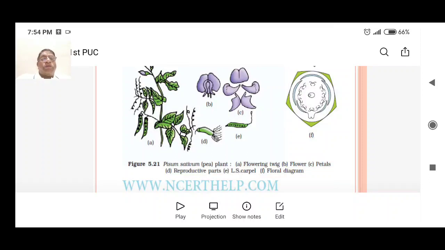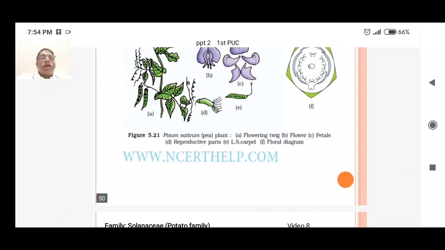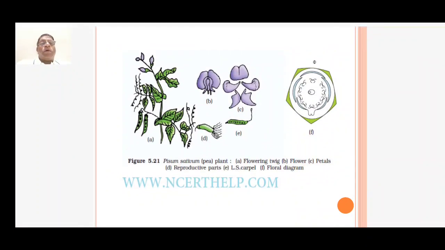And also you see the floral diagram. Okay, that's all about this family. It's very important for NEET or CET examination. Thank you. Thank you once again.